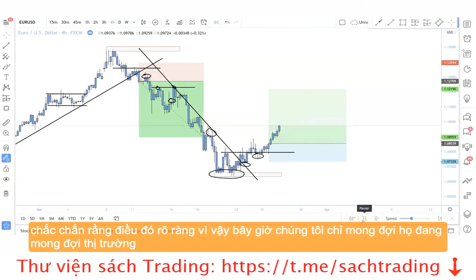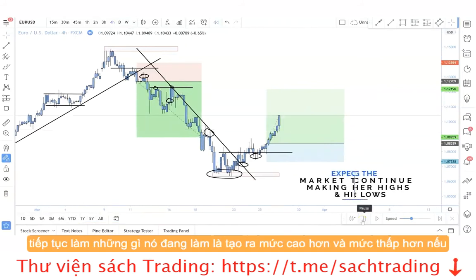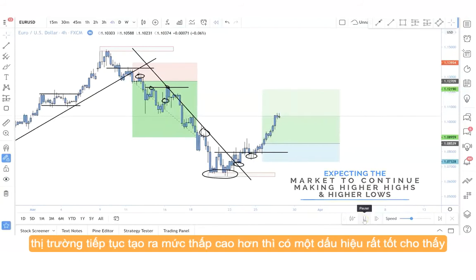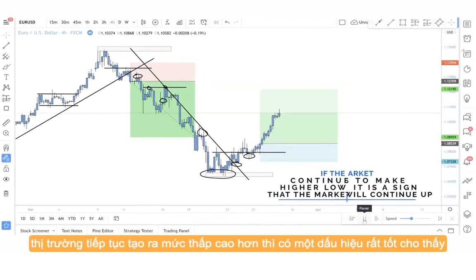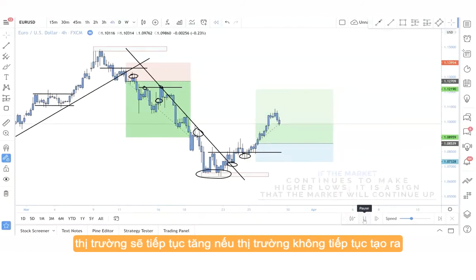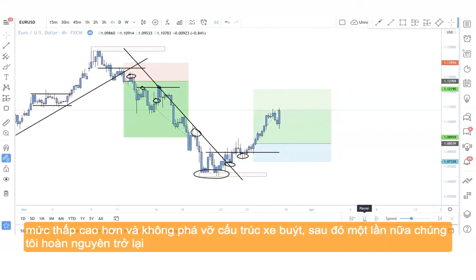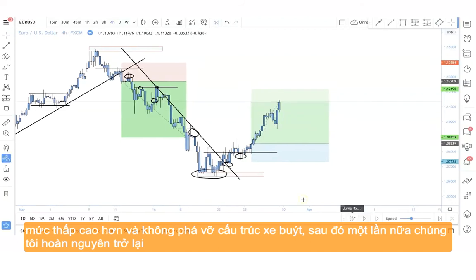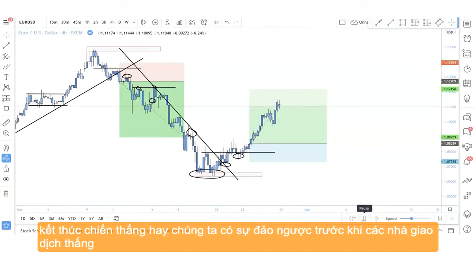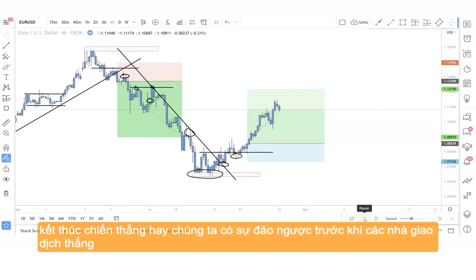So now we're just expecting the market to continue doing what it's doing, which is making higher highs and higher lows. If the market continues to make higher lows, then there's a very good sign that the market's going to continue up. If the market is not going to continue to make the higher lows and fails to break above structure, then again, we revert back to what we had here. Let's continue to see what happens with this trade. Do we end up winning it, or do we have the reversal before this trade is won?